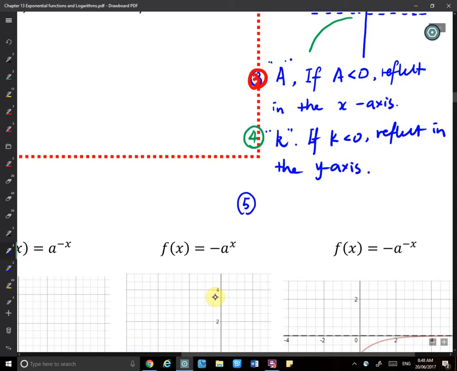So number 5, find the y-intercept when x equals 0.